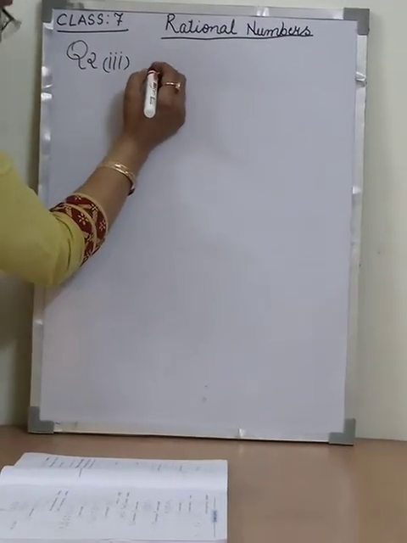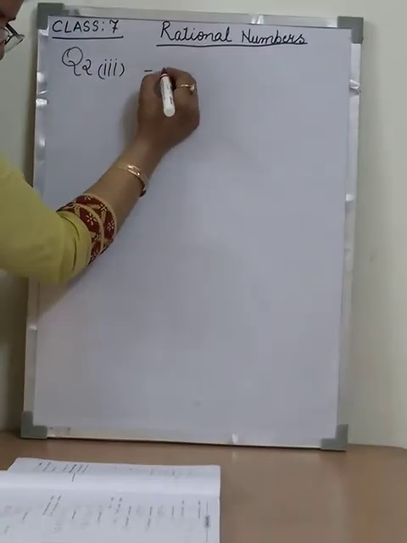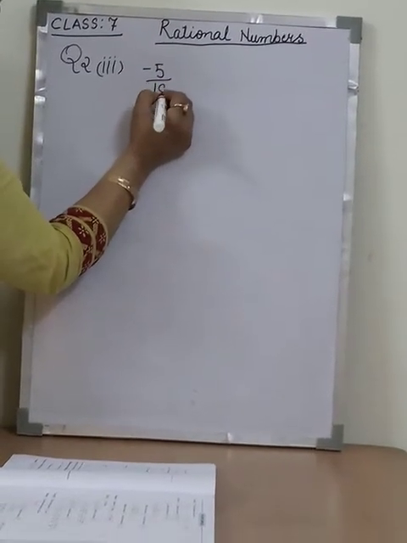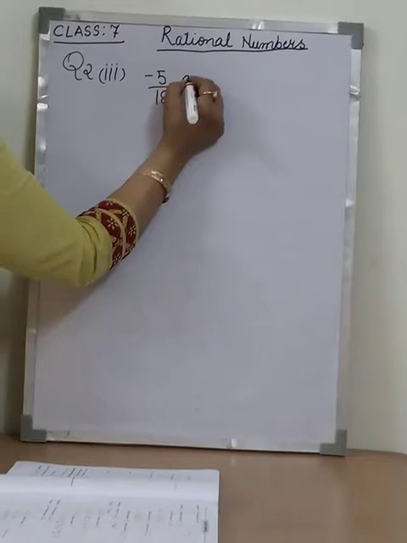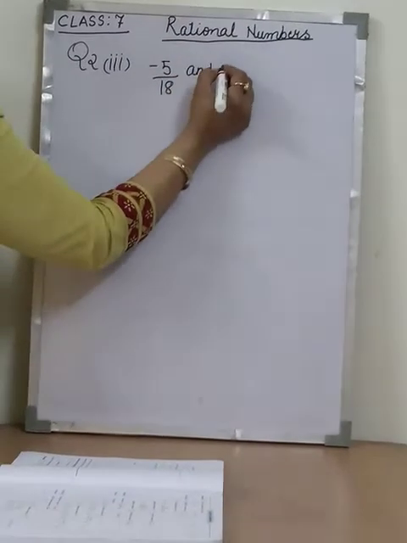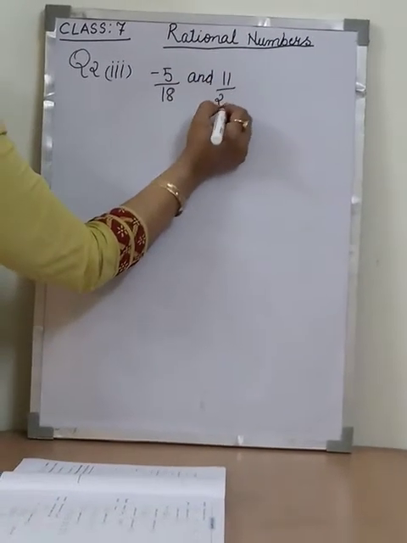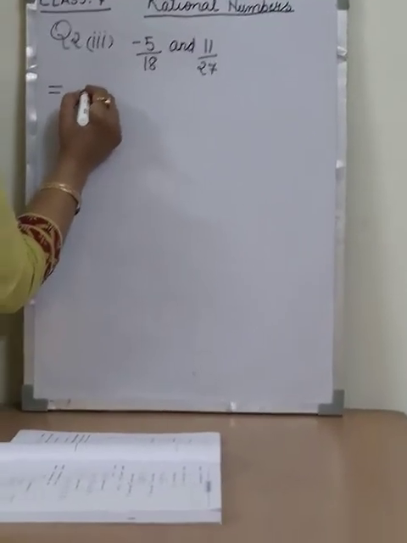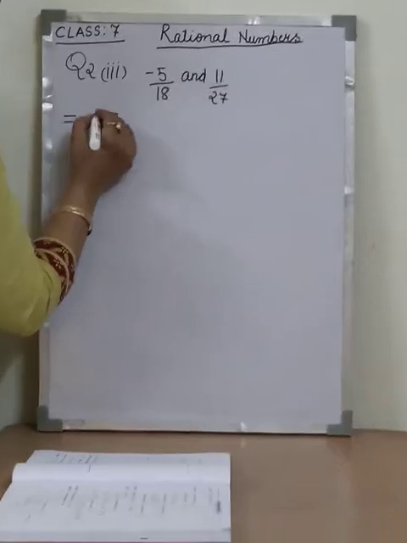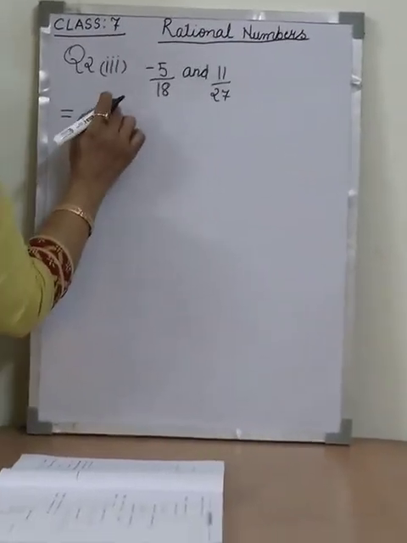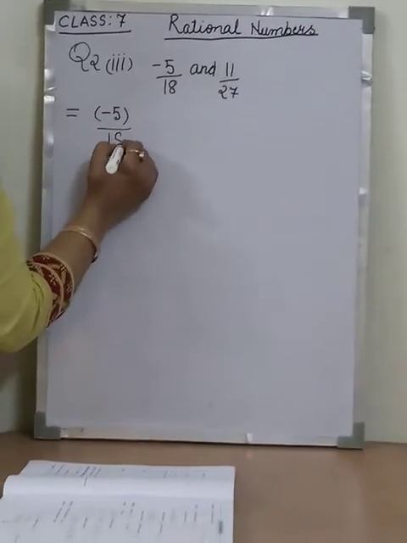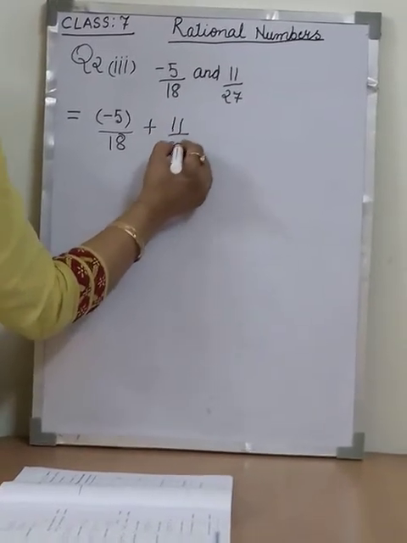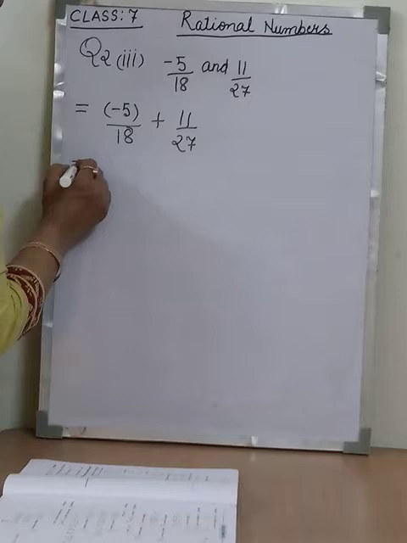What is written in the question? Add the following rational numbers. So firstly we copy the rational numbers. 11 by 27. Now the next step, after copying the question, we write the mathematical expression showing that we are adding the rational numbers. So this way we have written the expression.